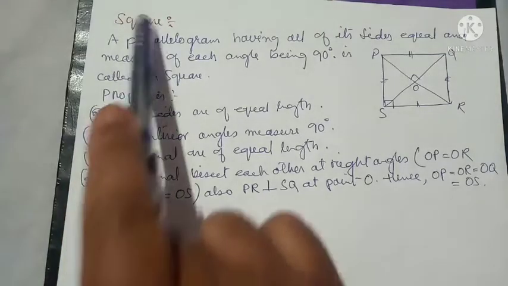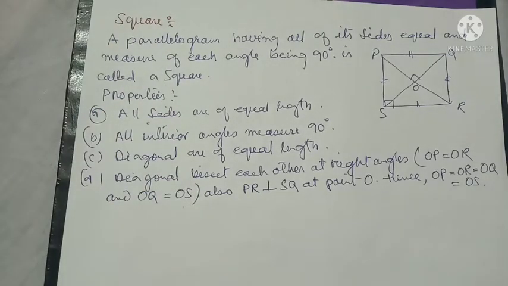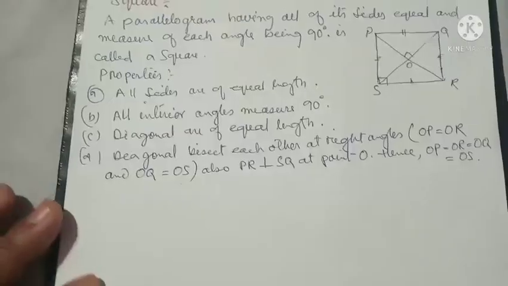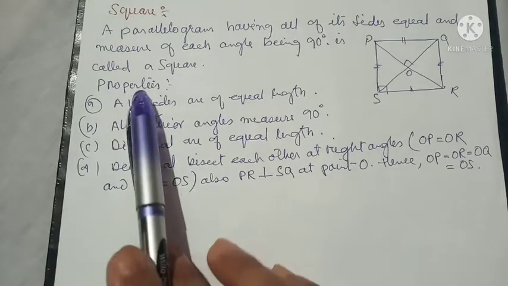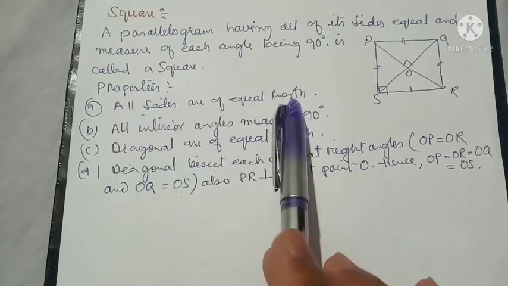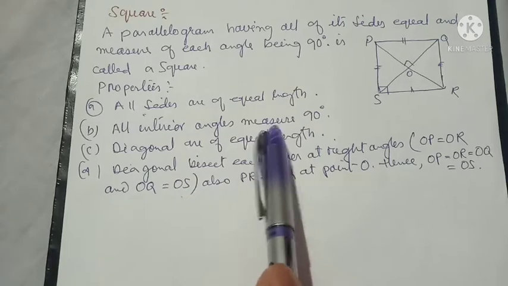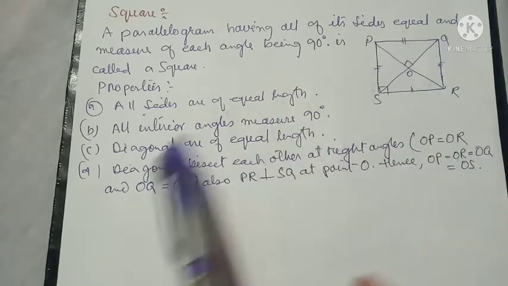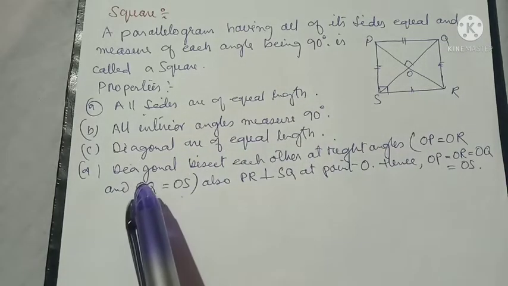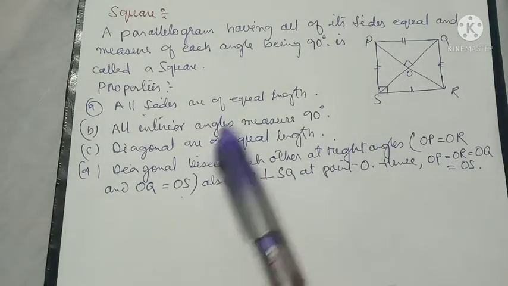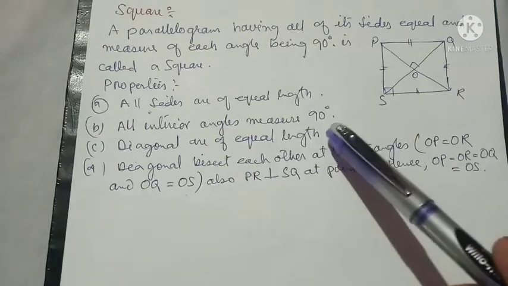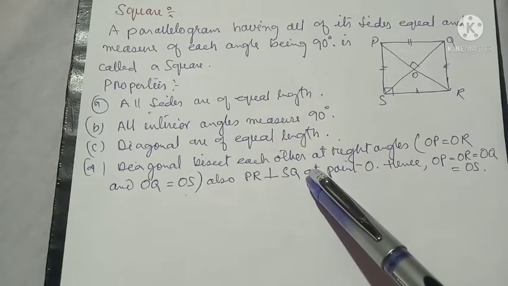And only the square is a regular quadrilateral. Let's see in the figure the quadrilateral properties of a square. All the sides are equal in length. All interior angles measure 90 degrees. Diagonals are of equal length. Diagonals bisect each other at a right angle. These properties are equal to the first, third and fourth ones.